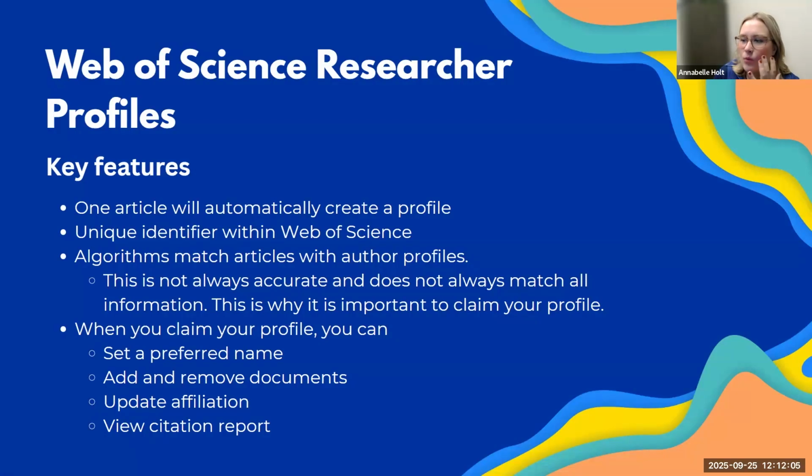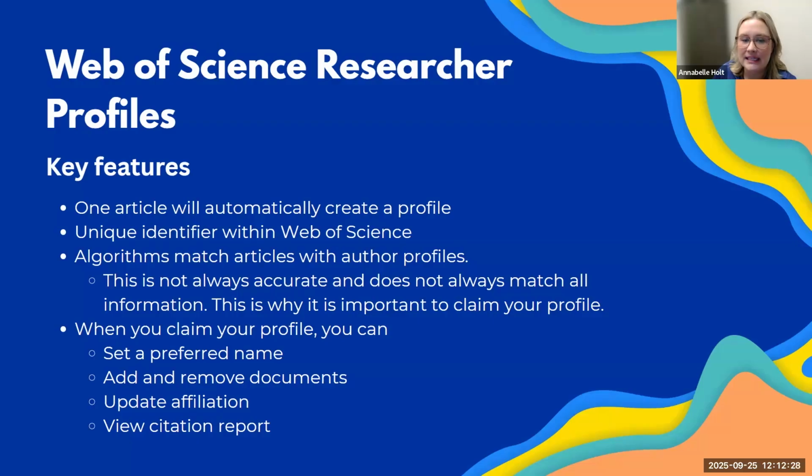So next, we're going to talk about the Web of Science researcher profiles. The Web of Science researcher profiles have a researcher ID. And this is again another unique identifier used within Web of Science to help distinguish you and manage your publication records to make sure that they are correctly attributed to you.